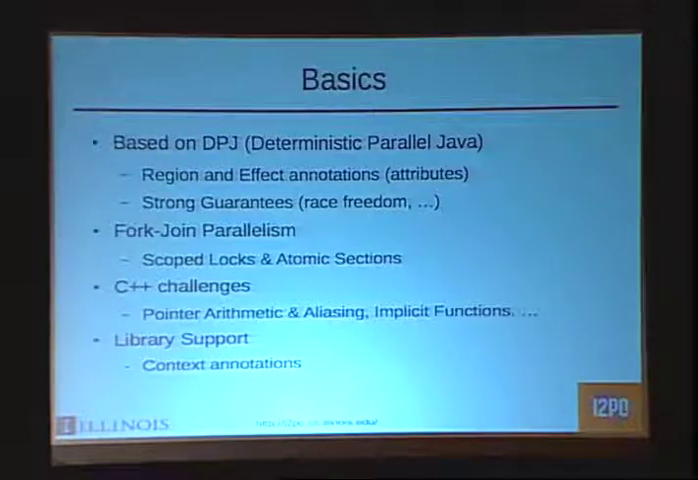Fork-join parallelism, as I said, is the scope of this checker, and we're also going to support atomic sections and scoped locks. We're not really sure about other locking protocols that are more challenging. C++, as opposed to Java, has some additional challenges that we're looking into, such as pointer arithmetic and aliasing that are more complex than what Java has. Implicit functions, and there's a long list that goes on.